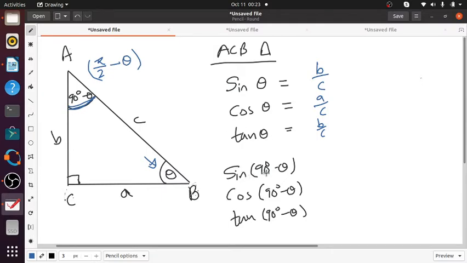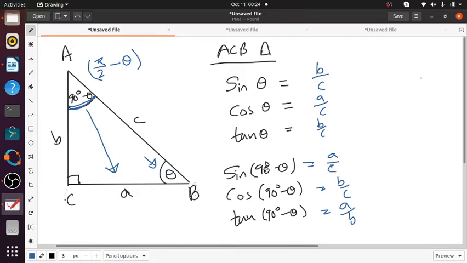So sin of 90 minus theta: the opposite side would be CB and the hypotenuse C, so the ratio would be A over C. For cos of 90 minus theta, the adjacent side would be B, so B over C. Tan of 90 minus theta is the opposite side divided by the adjacent, A over B. Okay, let's see whether there are any relations between these two sets of trig ratios.